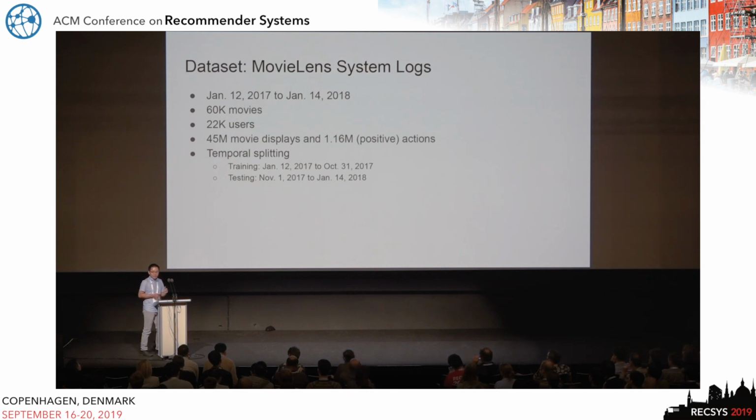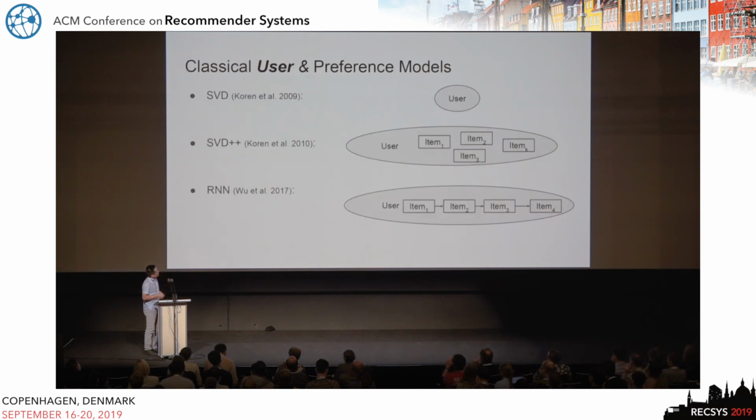We're fortunate enough to have this dataset, MovieLens system logs, to test these models. This requires a special user browsing dataset. These are the statistics. These are the year of browsing logs. We did a temporal splitting for training and testing. And as a comparison, we look at the standard user models: SVD, matrix factorization, and SVD++, which, in addition to the user latent factor, has an additional item set interacted by the user, and RNN, the user item sequence, modeling the temporal dependence of the action items.